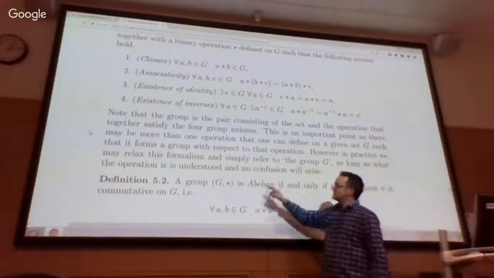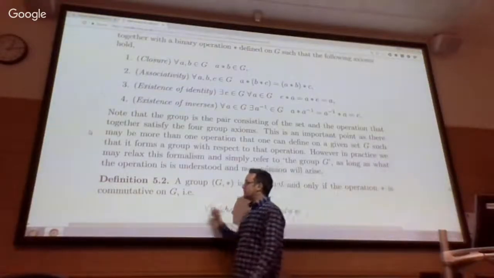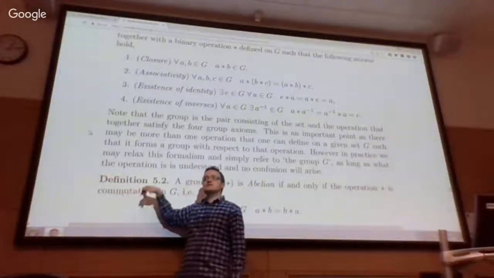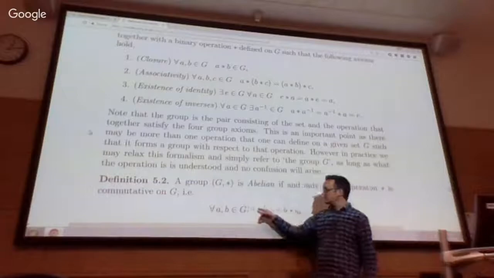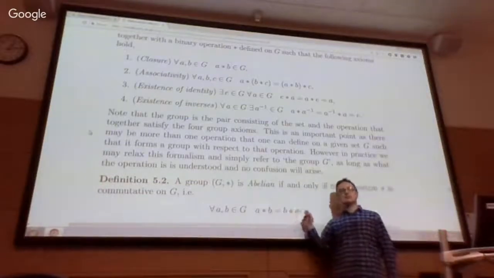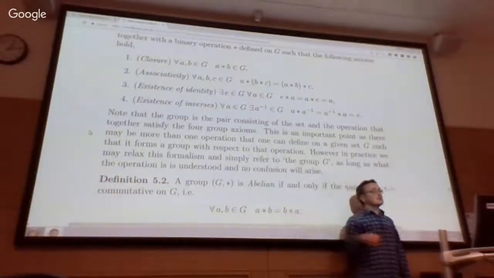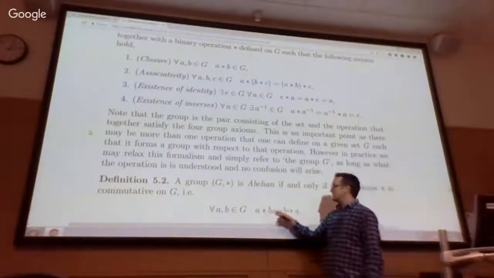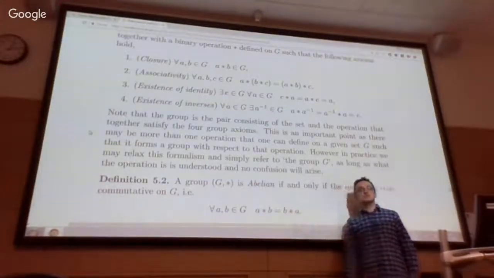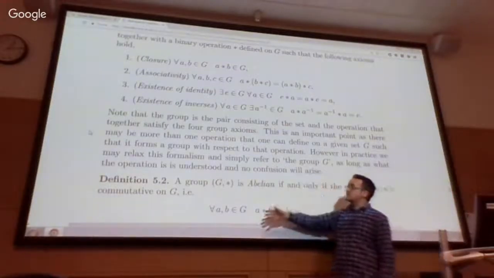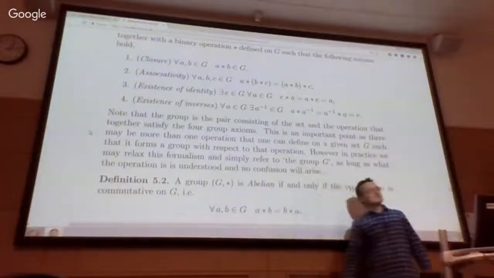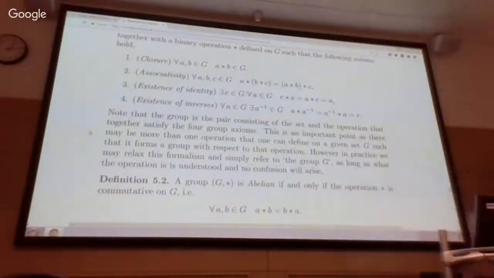So abelian is the term for the group. When you talk about the operation, the adjective for the operation is commutative. So if the operation star always behaves like this, we refer to it as a commutative operation. We say that the elements A and B always commute with each other. But the adjective for the group, the set with the operation, is abelian, named after the mathematician Abel.